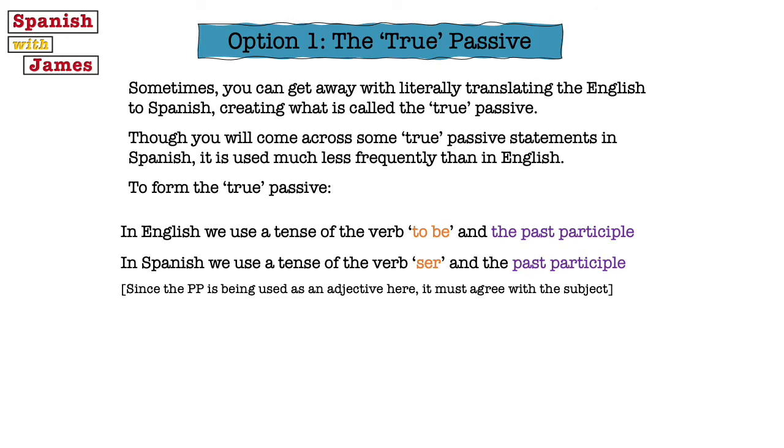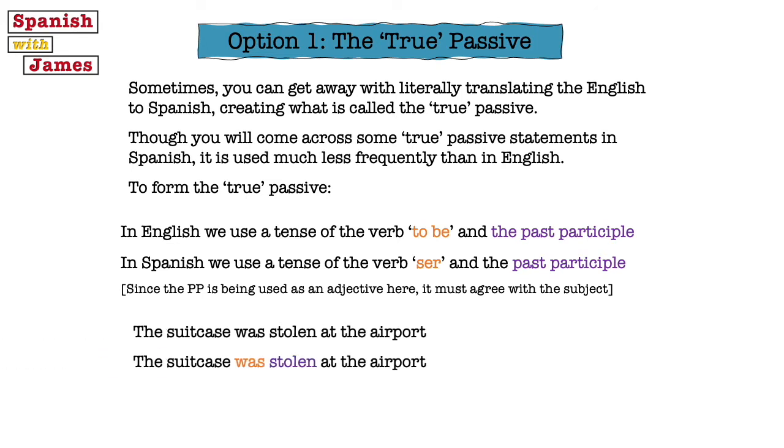So if we were to translate the passive statement, the suitcase was stolen at the airport, we've got our verb to be in orange and our past participle in purple. So la maleta, and then was, we need to think what tense was that in? That's in the past tense, so let's go with fue, the preterite. La maleta fue, then the past participle is robado, and because it's la maleta, which is a feminine noun, it will become robada. En el aeropuerto. La maleta fue robada en el aeropuerto. So we've got that adjectival agreement. Feminine noun, feminine adjective.